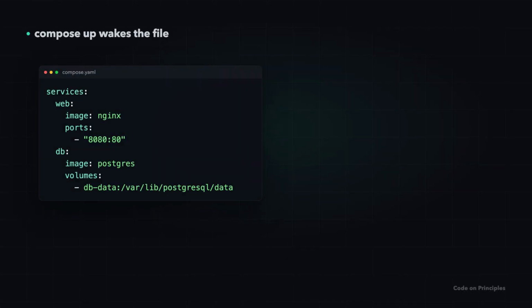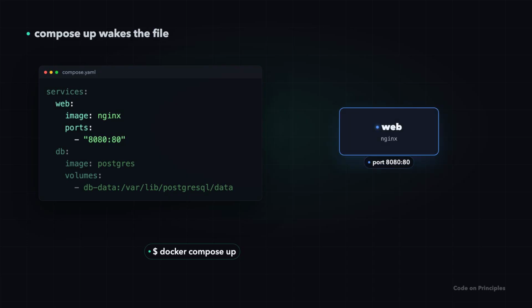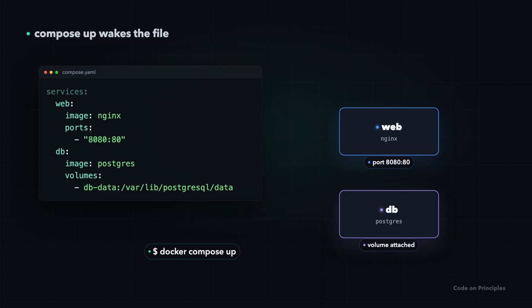Here is the whole file. Two services, web and DB. On its own, it does nothing. It is just a description. Then you run one command, docker compose up, and the file wakes up. Web starts with its port open to the host. The database starts with its volume attached. One file, one command, the whole system running.